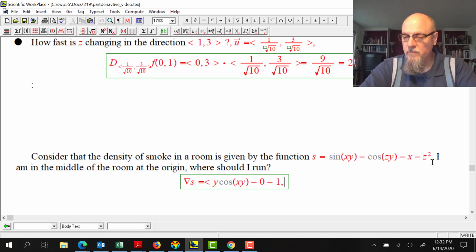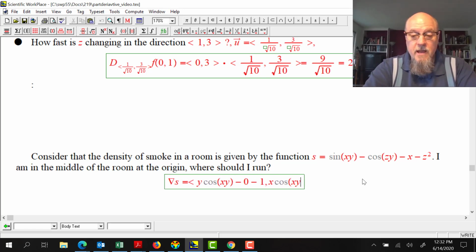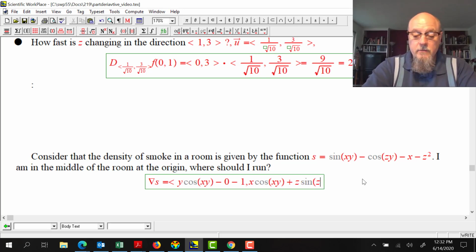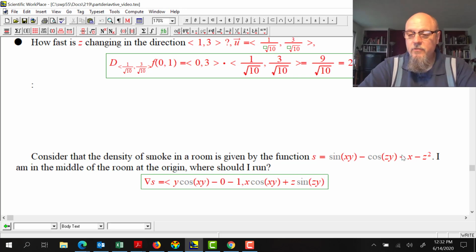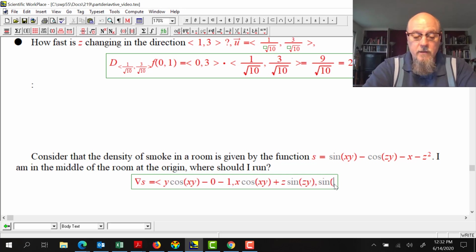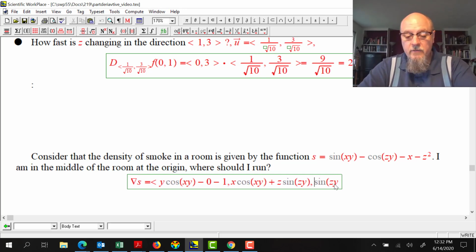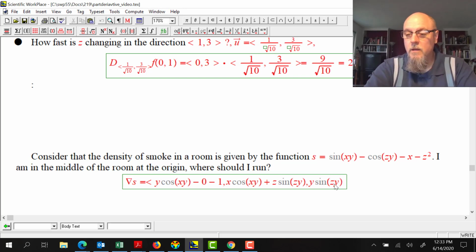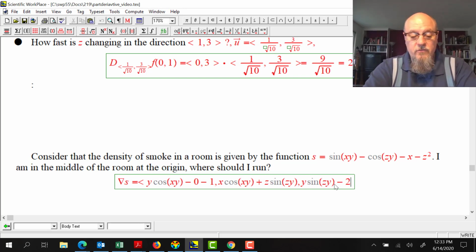Now I need the partial derivative of this function with respect to y. That's going to be x cos xy, because I'm differentiating with respect to y, plus z sin zy, and there are no y's in here. Finally, I need the partial derivative with respect to z. No z's, one z here, so that's going to be sin of zy times the y, because of the regular chain rule, minus 0 minus 2z.